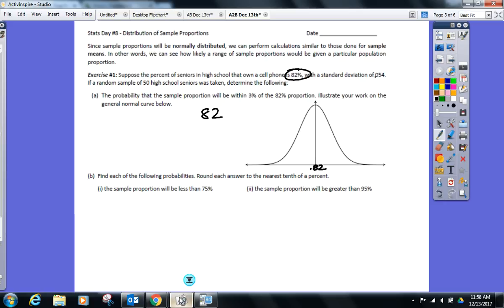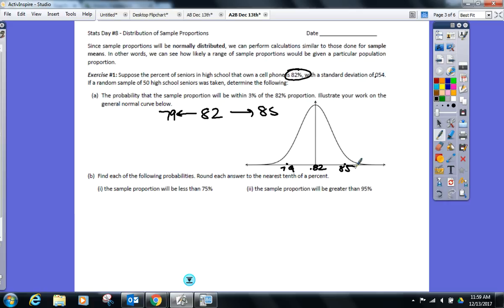Within 3, what's 3% above? 85? And what's 3% below? So that's what I want to know. What's the probability of that between 0.79 and 0.85? What's that probability? Ready? And if it represents the normal curve, what can we use to figure out what probability falls within here? Because remember, all these sample proportions follow the normal curve. What can we use?